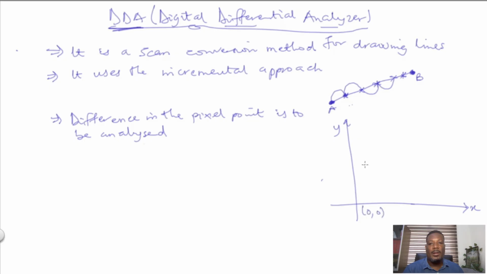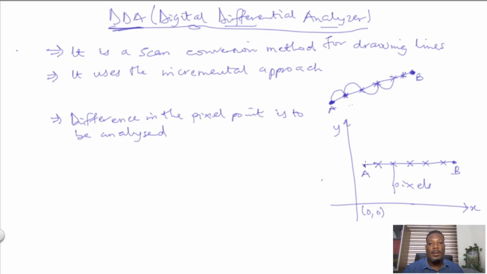Now let's draw any line segment. To draw a line, we would have a beginning point and an ending point, and between these two points, the beginning and the ending, we get what we call the intermediate points or pixels. So these are all pixels that fall within pixel A and pixel B.